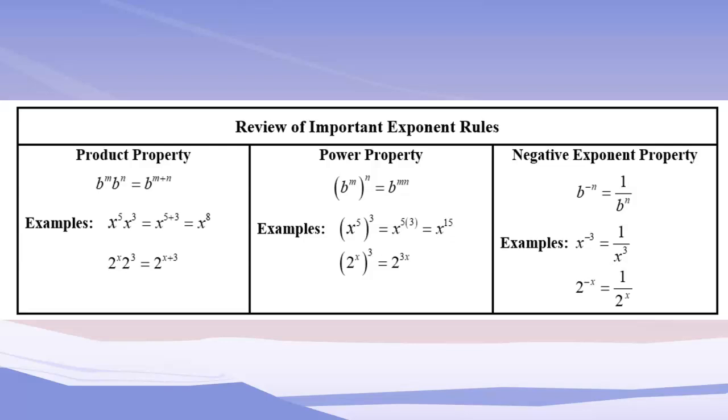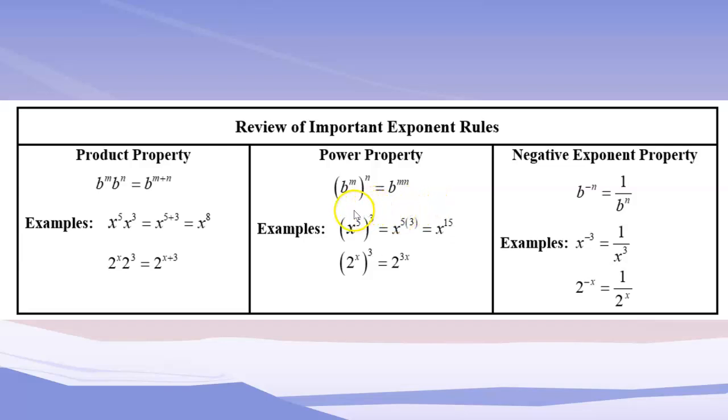We learned about the product property, so that's when you multiply two numbers with the same base b, then you would add the exponents, m plus n. So for example, if we had x to the fifth times x to the third, add your exponents, you get x to the eighth. And the same is true when our base is a number instead of a variable.